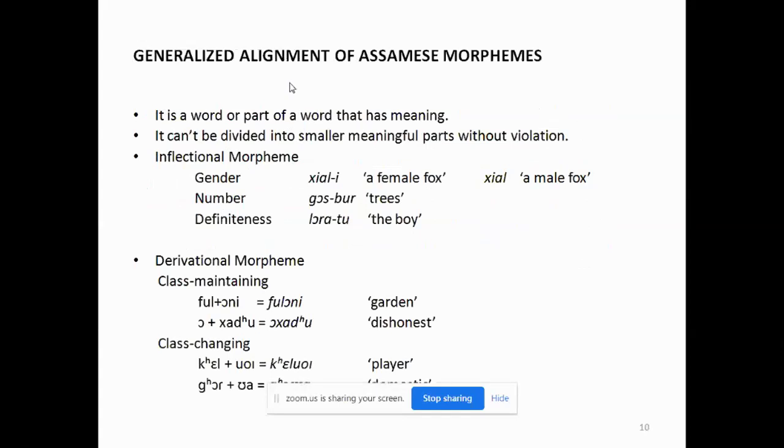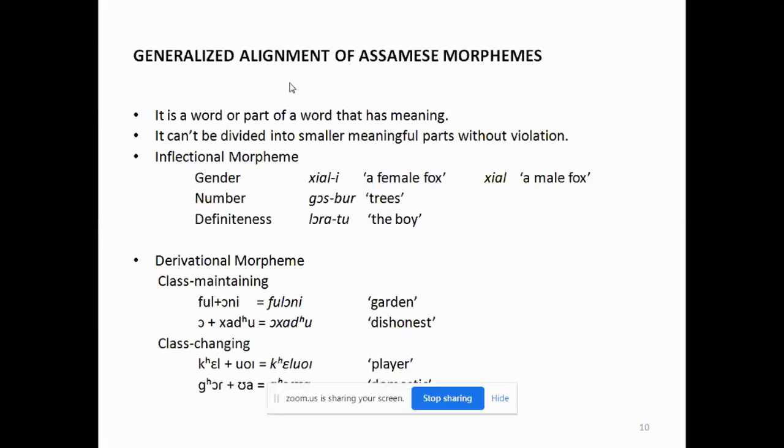Here we have the basic structure for Assamese morphemes. It is the word or part of a word that has meaning. We know that morphemes are grammatical, and that means each morpheme has its own meaning, and it cannot be divided into smaller meaningful parts. There are some inflectional morphemes like gender, number, and definiteness.